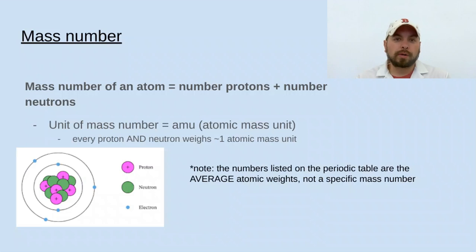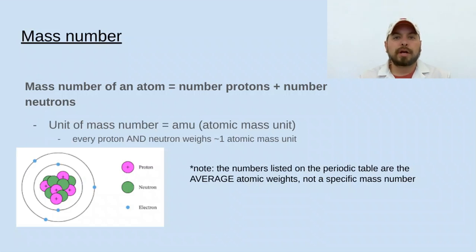One thing to be aware of is there is a difference between a mass number and the number that you see on the periodic table as the atomic weight. The weight that you see on the periodic table is the average atomic mass. We're going to talk about that in a few minutes, but understand that the mass number and the average atomic mass are often different.